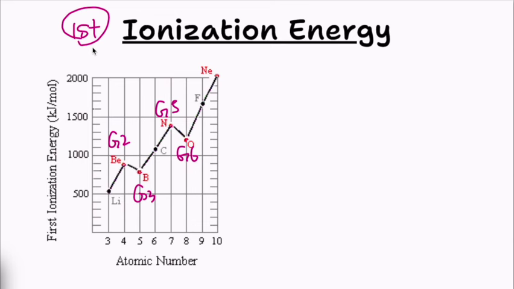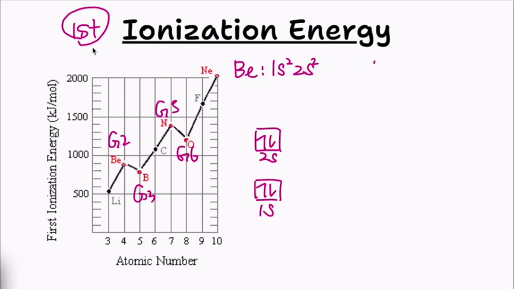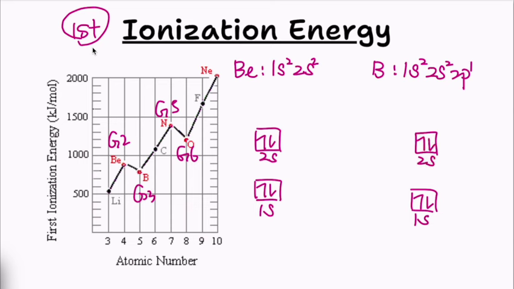Let's try to draw the electron configuration of beryllium and boron. Beryllium has electron configuration of 1s2, 2s2. If I try to draw the energy diagram, then it will be 1s up and down, and then 2s up and down. And for boron, it has electron configuration of 1s2, 2s2, 2p1. So again, it will be 1s up and down, 2s up and down, and then for 2p, you are going to fill in only 1 electron in 3 orbitals.